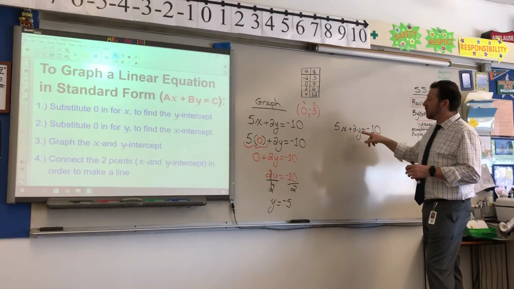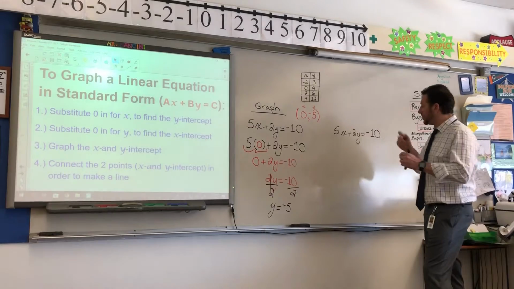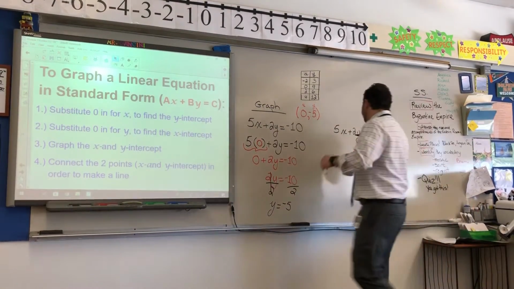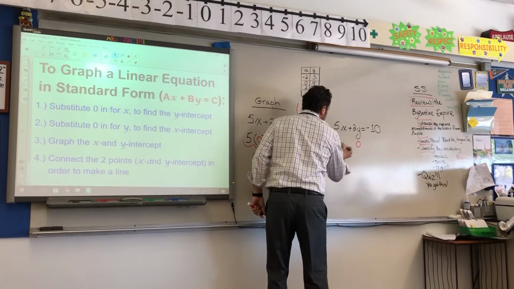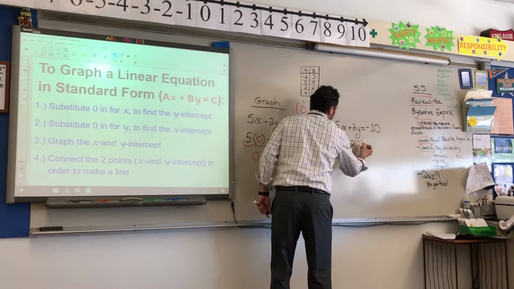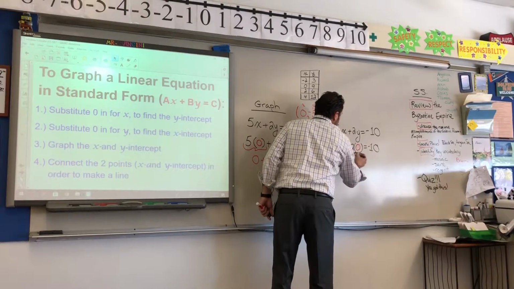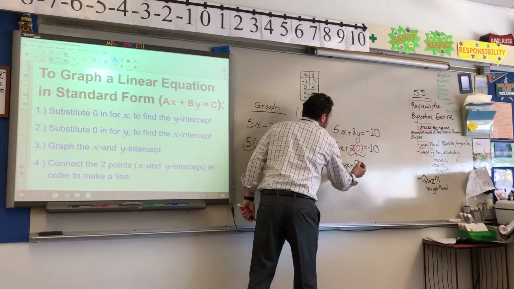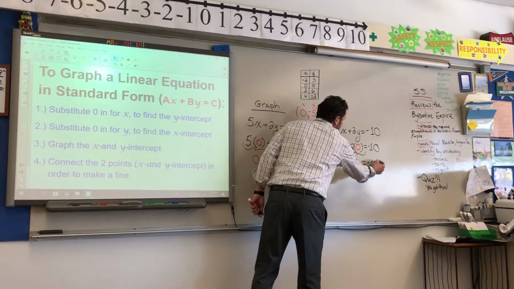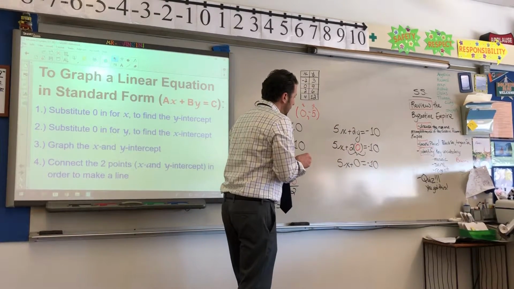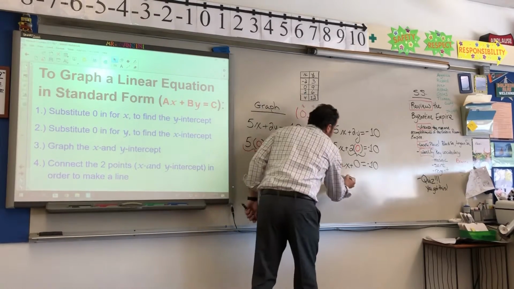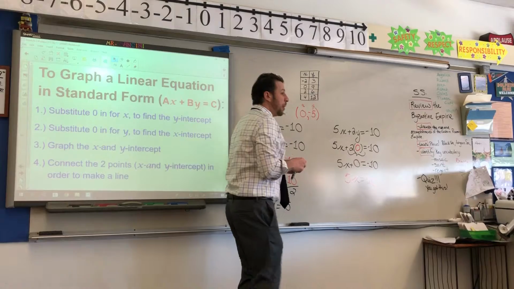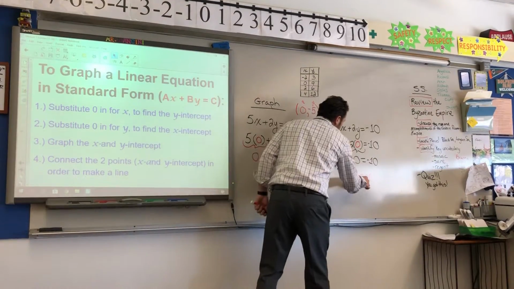Likewise, I'm going to substitute 0 in for y to find the x-intercept. So again, 0 goes where y would be. And I have 5x plus 2 times 0 equals negative 10. 2 times 0 is 0. So 5x plus 0 equals negative 10. Okay? At that point, I have 5x equals negative 10. I divide both sides by 5.